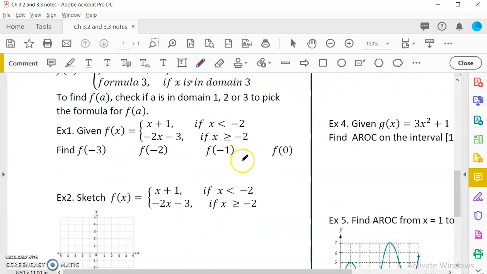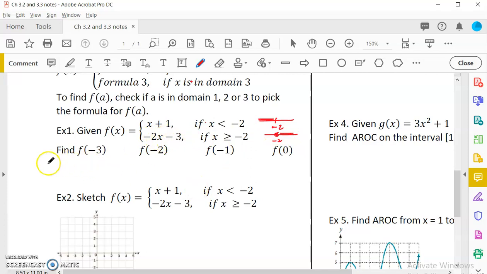So let's do two examples. Example 1: f of x is x plus 1 if x is less than negative 2. So you can say, okay, if my x input is here, then I use x plus 1. And is x greater than negative 2? If it's greater than negative 2, that means this side, including negative 2, then I use negative 2x minus 3.